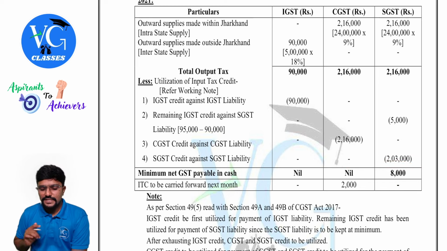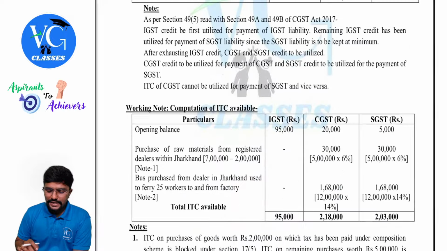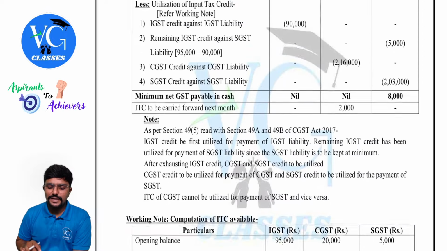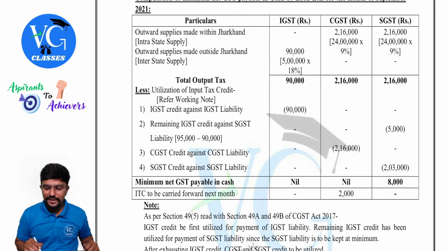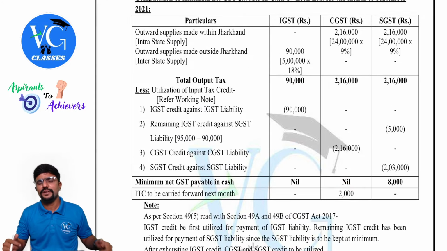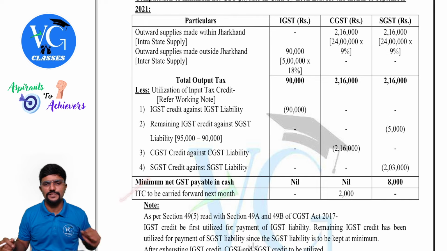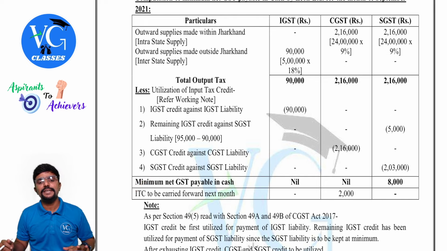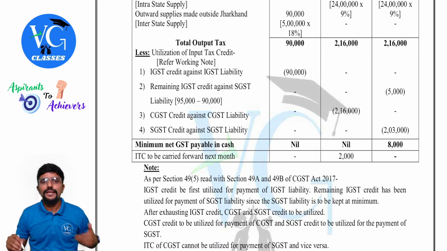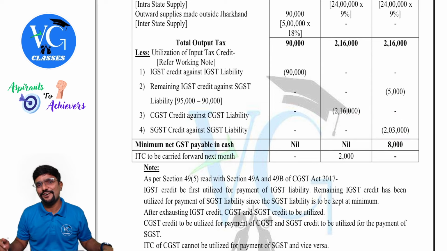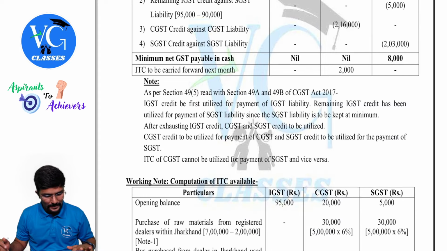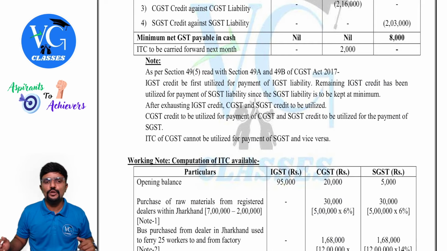That is SGST, guys. And we have total credit, we had 2,18,000, but I have used only 2,16,000 against CGST liability. Remaining 2,000 I can carry forward. You can give a note or else you can show like this. Remaining CGST credit of 2,000 we can carry forward. Sir, why didn't you adjust it against SGST liability? No, I cannot. So you can see I have just given a note also, guys.